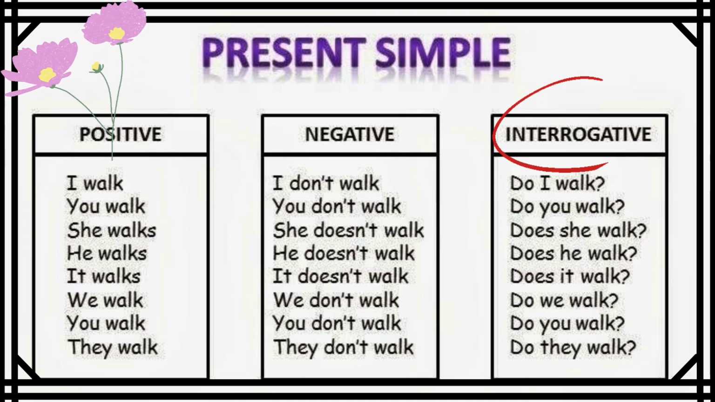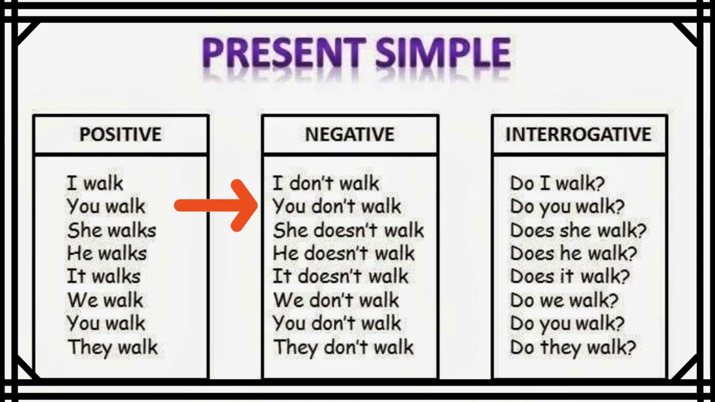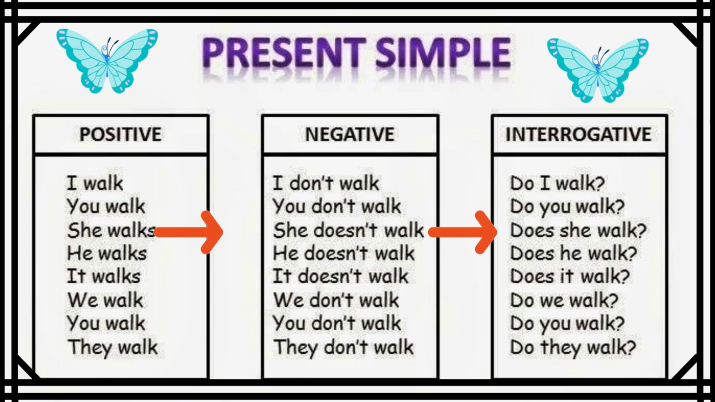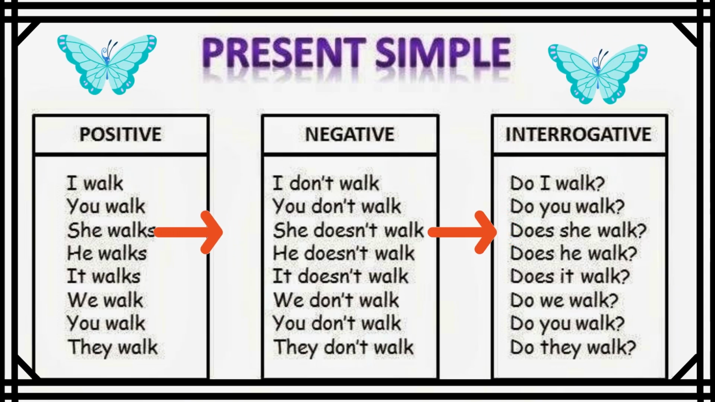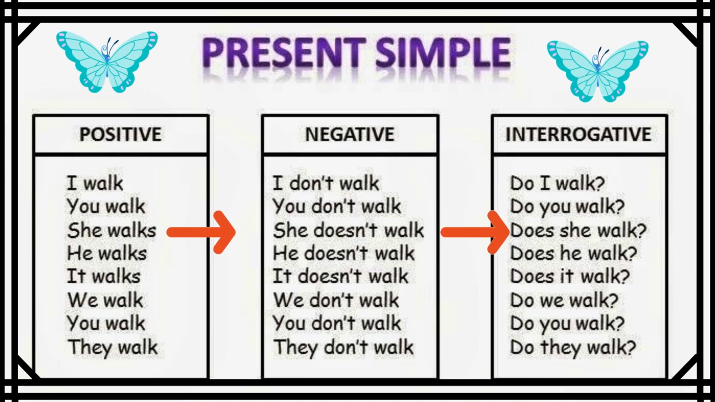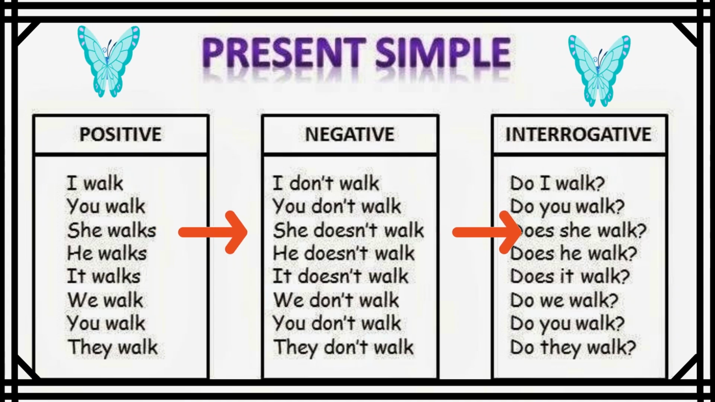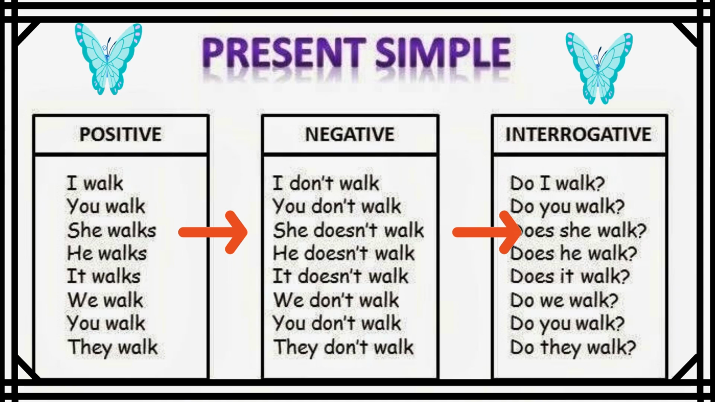Do I walk? Now let's change the subject. You walk. You don't walk. Do you walk? She walks. So she is a singular subject, so we have added S or ES to the verb. She doesn't walk is a negative statement. Does she walk is an interrogative. We add S or ES with the verb which is do and make it "does she walk."